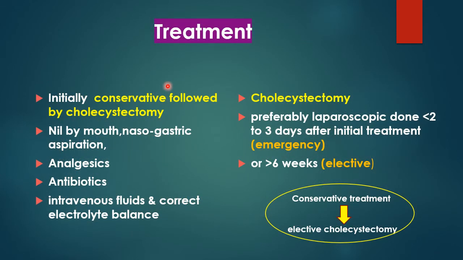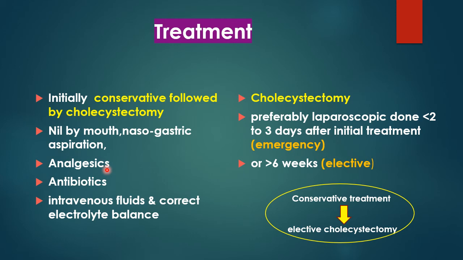Okay, now what is the treatment of acute cholecystitis? Initially, conservative treatment followed by cholecystectomy. The basic treatment is conservative initially and then followed by cholecystectomy. The conservative measures are nil by mouth, placement of a nasogastric tube to aspirate the stomach, giving potent analgesics.